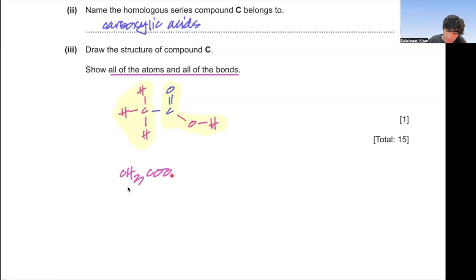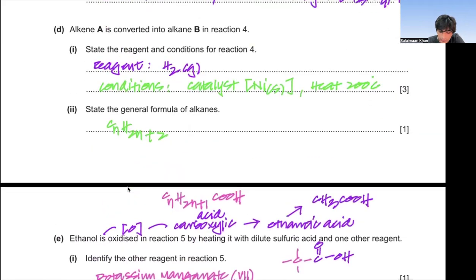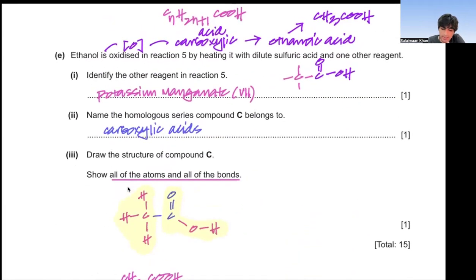C bonded to 1 O, 1 O, and 1 H. Done? So this would have been the structural formula. सर कॉम्प सी की समझ नहीं आई। कॉम्प सी एक कार्बोक्सिलिक एसिड है ना। आपको कैसे पता कार्बोक्सिलिक एसिड है? वो कह रहा है एथेनॉल इज ऑक्सीडाइज्ड, so when you oxidize an ethanol, what you're going to get is a carboxylic acid.